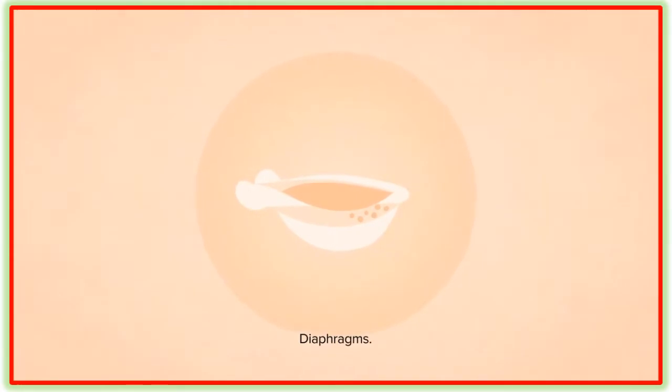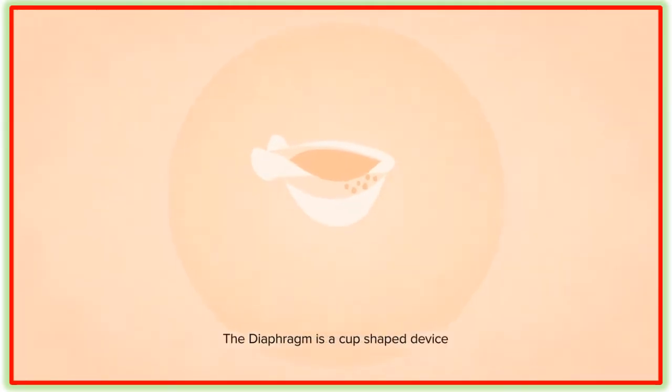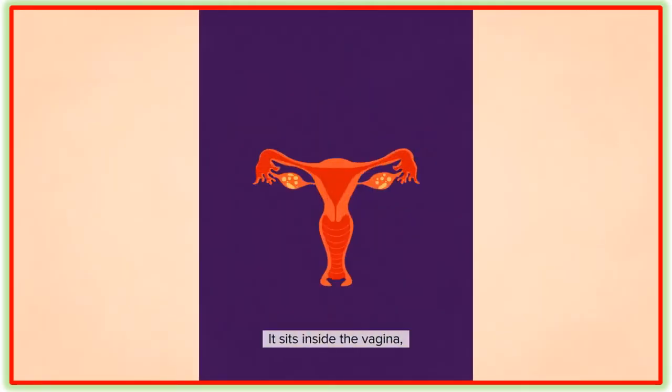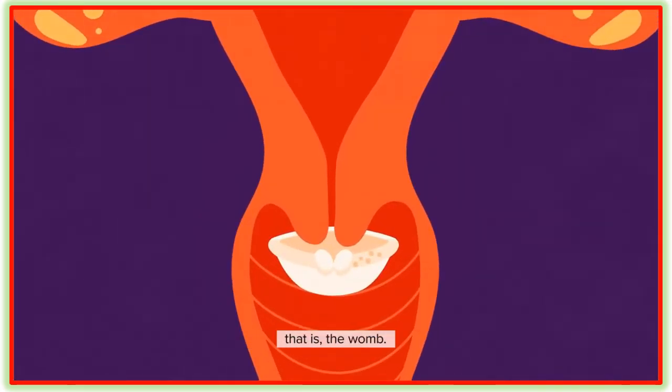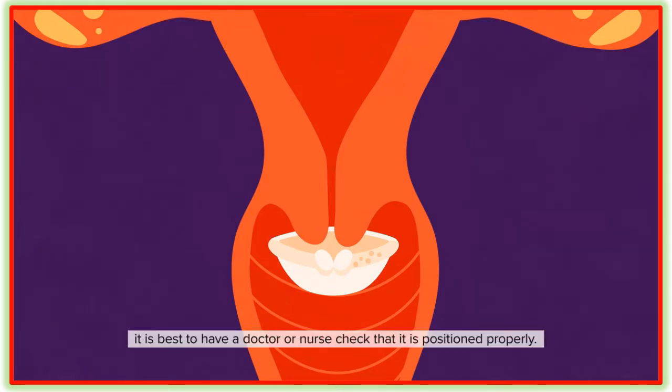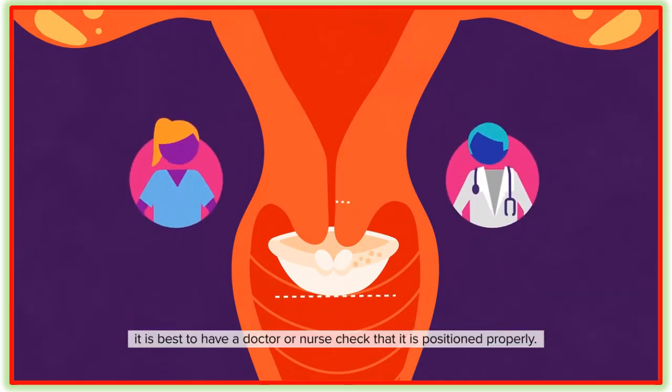Diaphragms. The diaphragm is a cup-shaped device you can get at pharmacies. It sits inside the vagina, covering the opening of the uterus, that is, the womb. Before first use, it is best to have a doctor or nurse check that it is positioned properly.